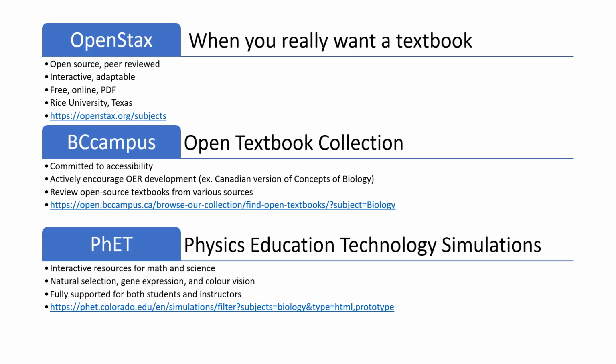BC Campus is an open textbook collection, which sounds a little bit like OpenStax, but I sometimes think of it as an index of open source materials. Each page that you look at for a resource comes with a lot of information about what the resource is, most often a textbook or some other kind of document, as well as a measure of its accessibility and its licensing, and then you can link out to those sources.